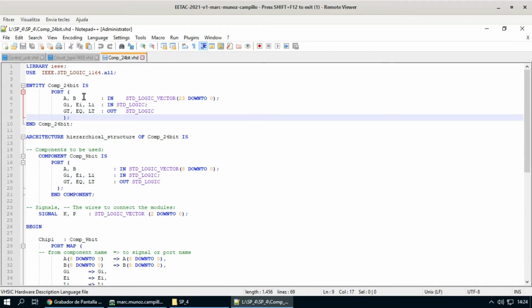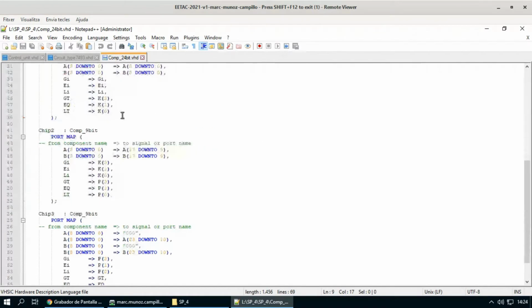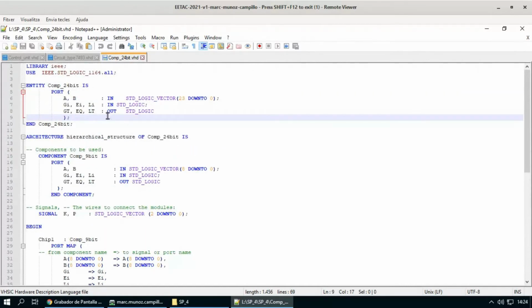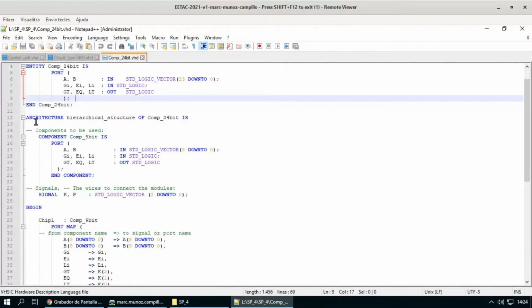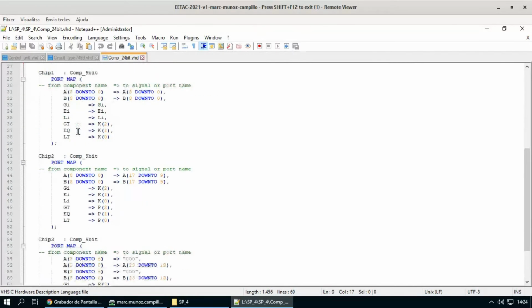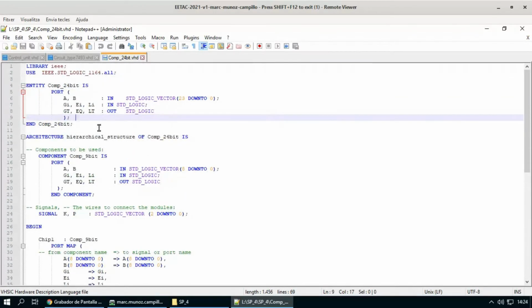We have here a 24-bit comparator based on a 9-bit comparator, and in this section of the code we have the inputs and outputs declared, and in this other section we have the architecture of the chip. This chip works as follows: we input two numbers, and if the first number is bigger, smaller, or equal to the second number, we will obtain one output or another.